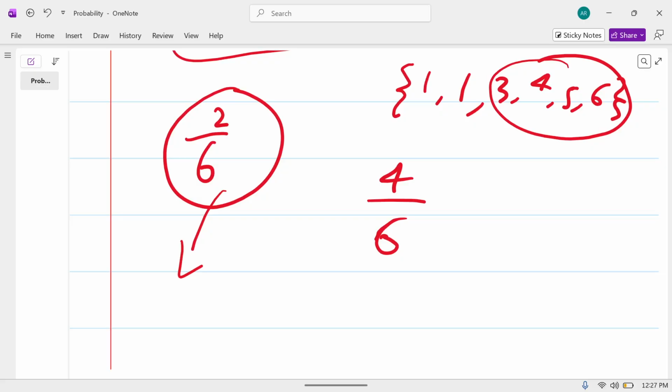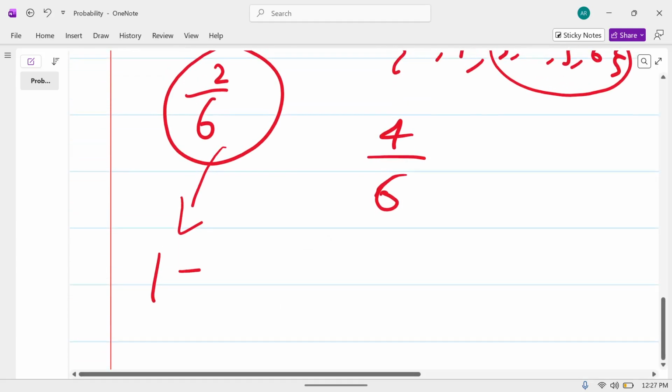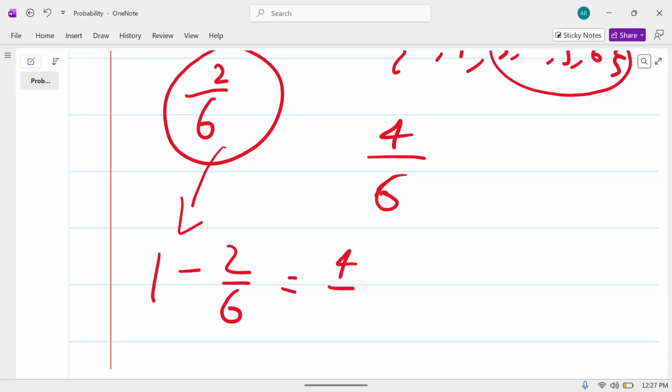So we already have the probability for an event, and now the examiner is asking us to calculate what? The opposite of that very event. Then all you have to do is just subtract the probability of the main event from 1, right? That would be 1 minus 2 over 6, and this again gives you 4 over 6. You get the same answer, right?